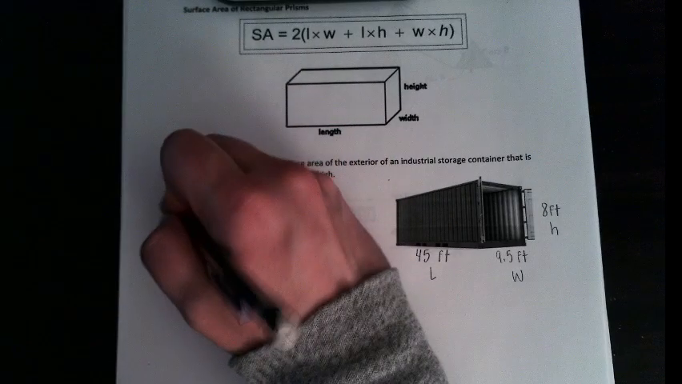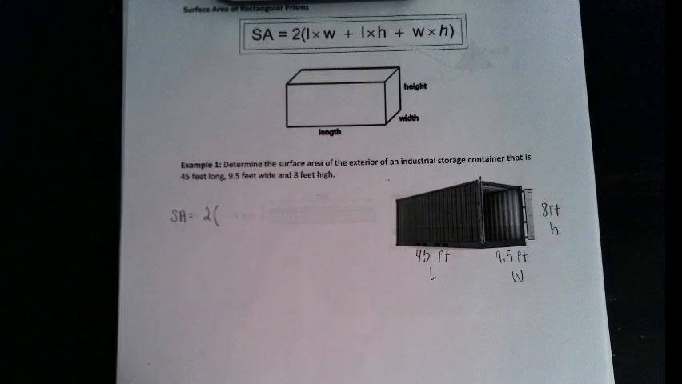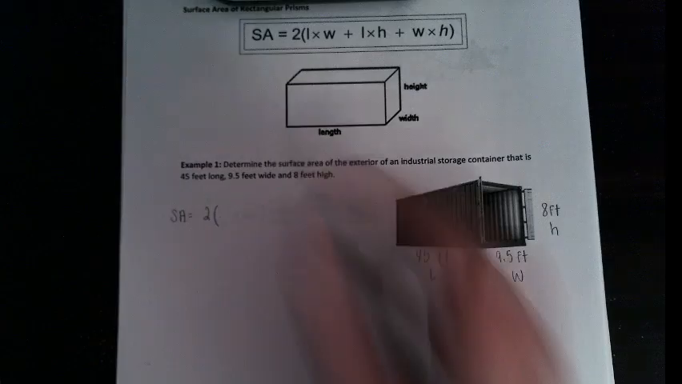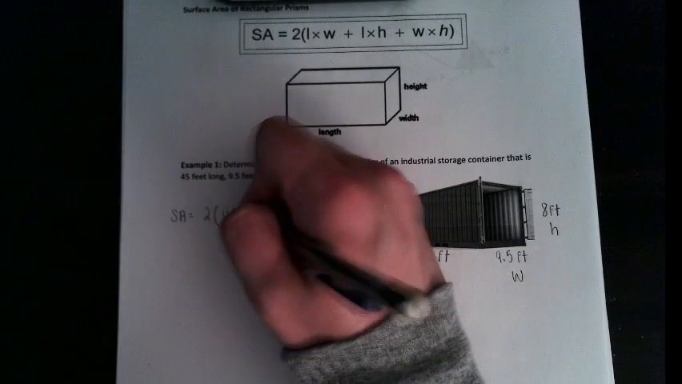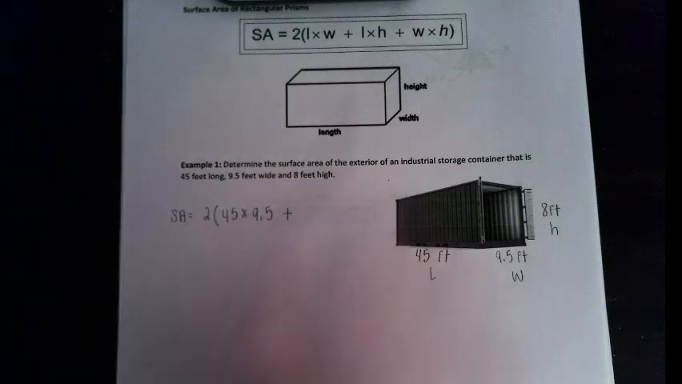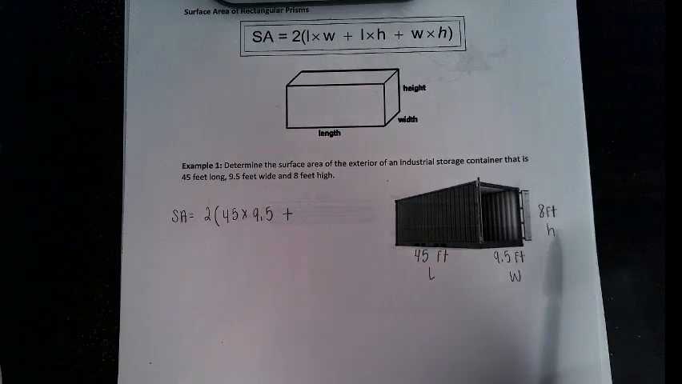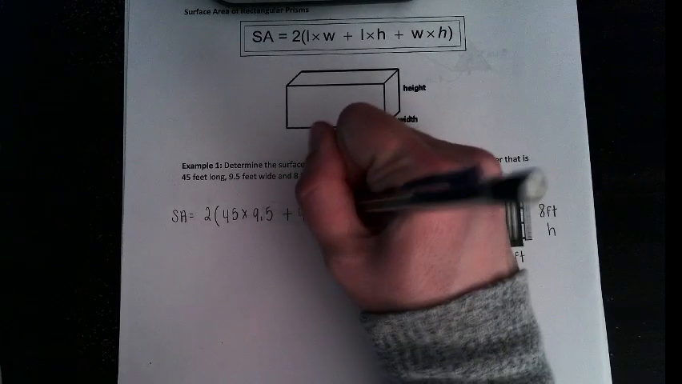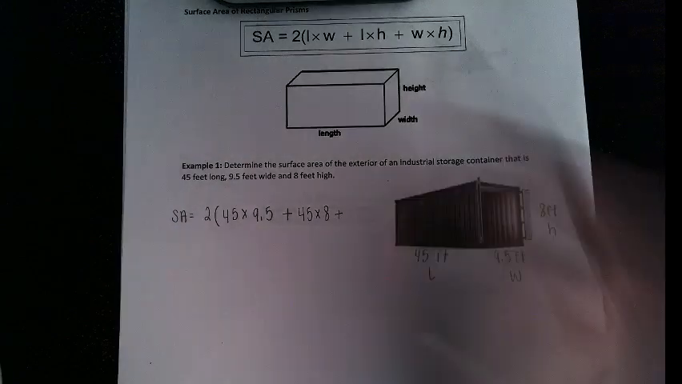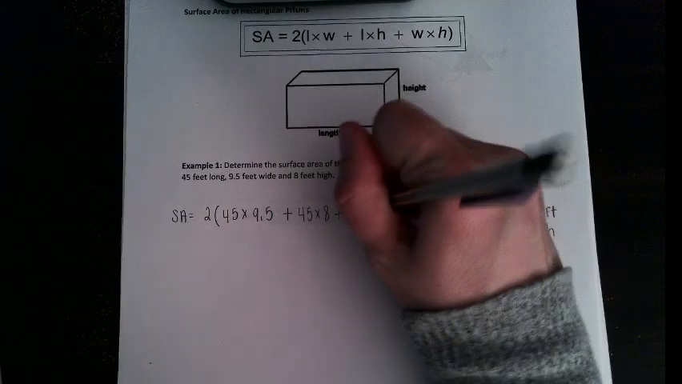So the surface area of this shape is going to be 2 times length times width, so 45 times 9.5, plus the length times the height, which is 45 times 8, plus the width times the height, so 9.5 times 8.